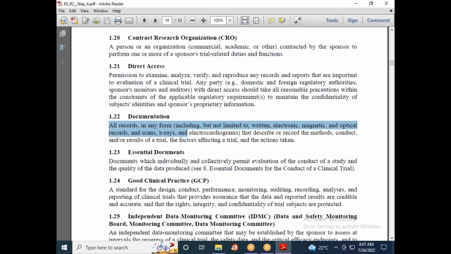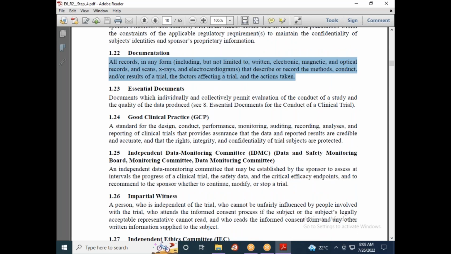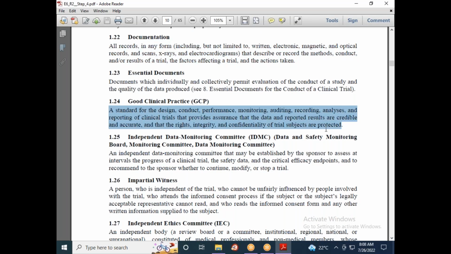Documentation. All your documentation in a clinical trial, you will collect all the data in written format, electronic format, magnetic and optical records, X-rays, scans, and ECG reports, electrocardiogram reports. This is all documentation. And GCP, this is important. I want everyone to read this GCP. GCP stands for Good Clinical Practice.